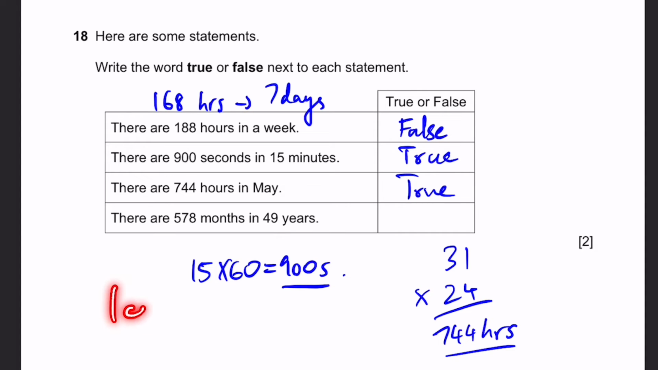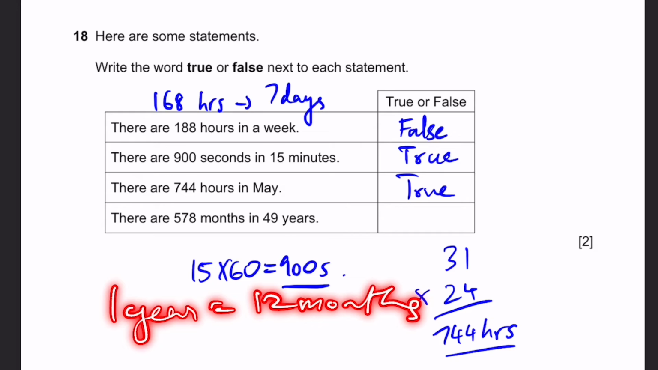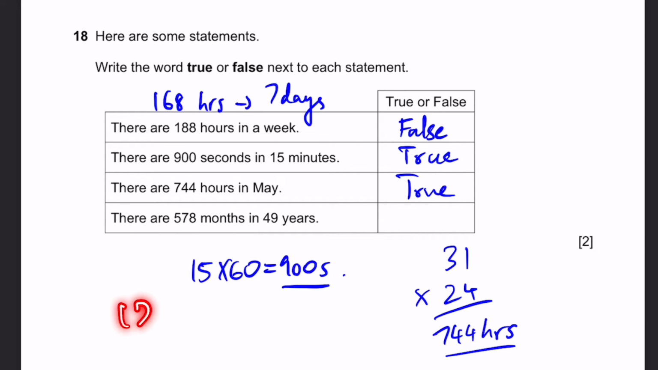There are 578 months in 49 years. So in 1 year, there are 12 months, right? So in 49 years, that'll be 12 into 49, and that'll be equal to 588 months.